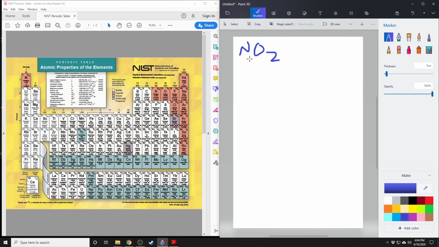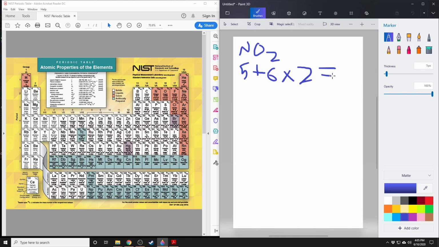All right, so nitrogen, again, where do we start? Well, we always start with the number of valence electrons. So nitrogen has 5 valence electrons. Oxygen, we go down here, group 6, 6 valence electrons for each oxygen. Now there are 2 oxygens, so that is times 2 for 12.